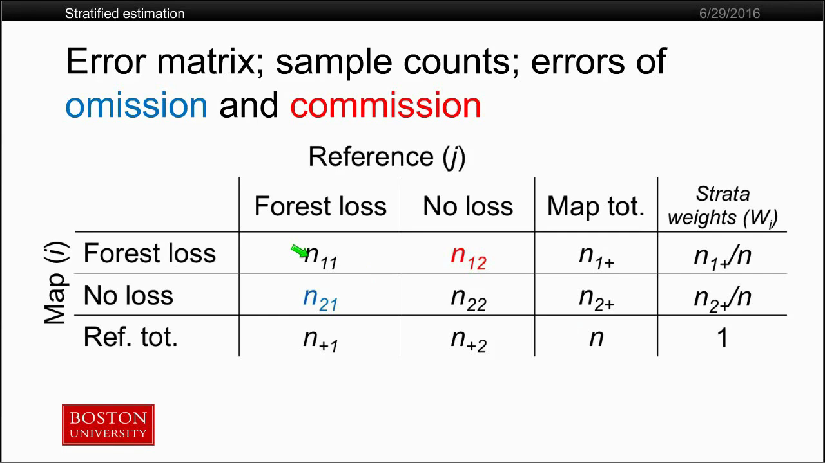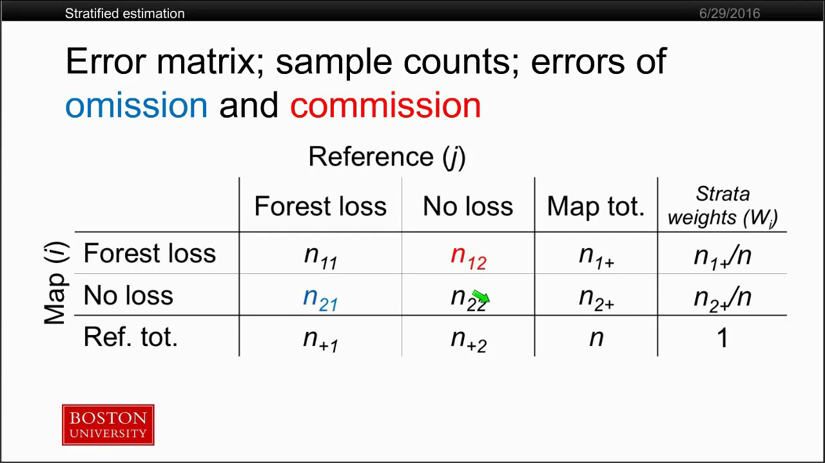Let's say that this was a sample of 500 units. The first entry in the error matrix would tell us how many of these 500 units were correctly classified as forest loss. And then we have element 2.2 of the error matrix. This will tell us how many of these units were correctly classified as no loss, or everything else, right? This would typically be a very, very high number in this particular case.